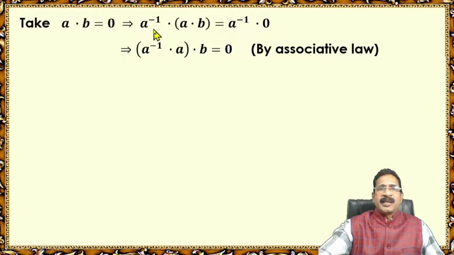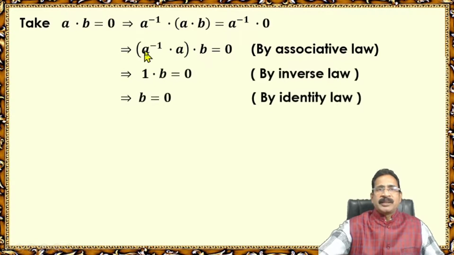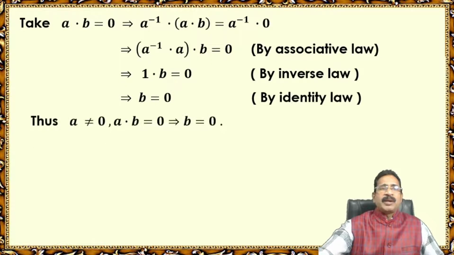Multiply both sides with A inverse. A inverse into AB is equal to A inverse into 0. This A inverse 0 is equal to 0. Here we have three elements. Apply associative law here: A inverse into A into B is equal to 0. This A inverse A is nothing but 1. So 1 into B is equal to 0. By identity law, we can write 1 into B as B. So what do you get?